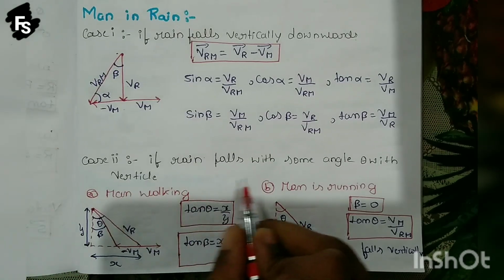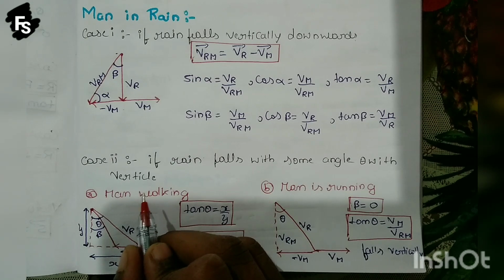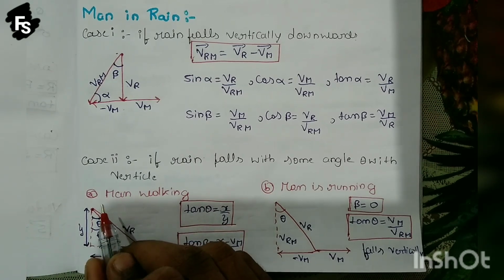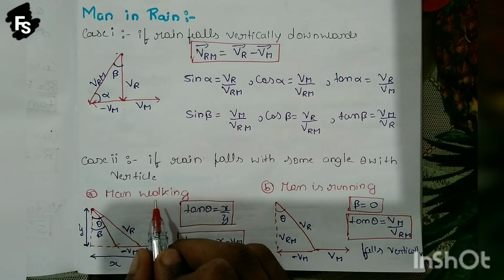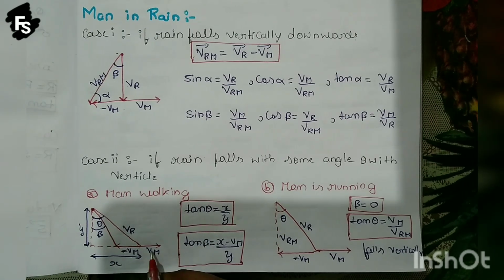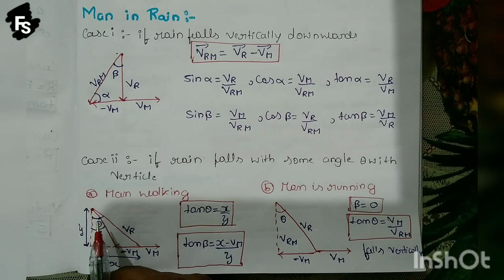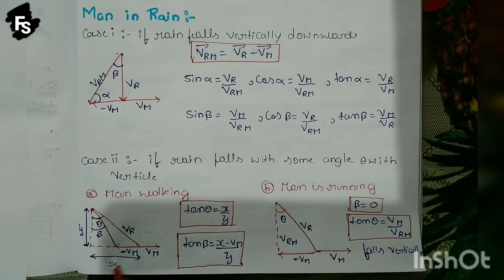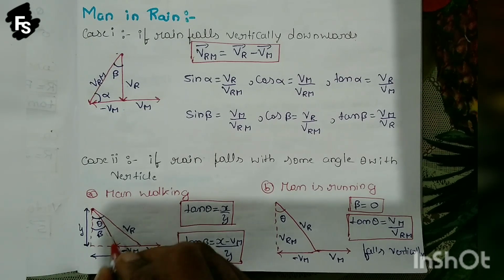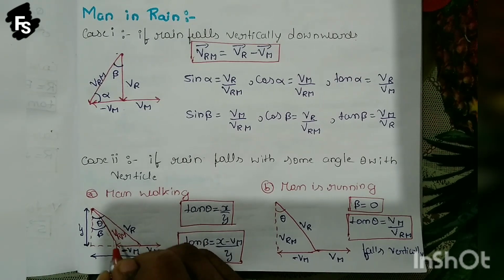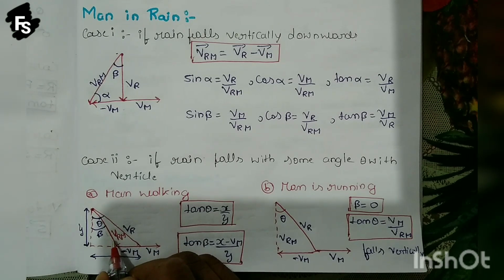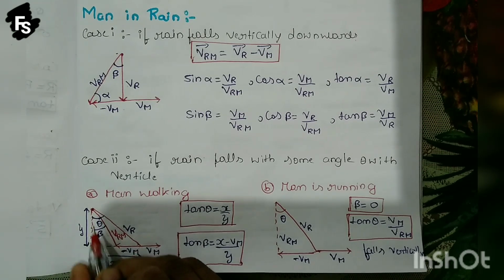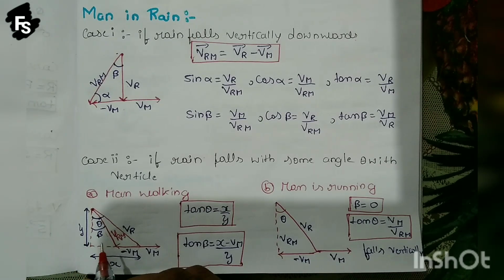Case 2. If rain falls at some angle theta with the vertical, there are two points. First, A, man walking. If the man is walking, see here, this is the velocity of man. The velocity of rain is at some angle theta with the vertical. And this is the velocity of rain with respect to man, Vrm. The angle between the velocity of rain with respect to man and the vertical is known as beta.